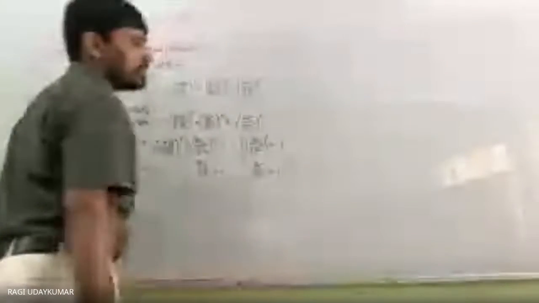BC by EF is also equal to 1. Sir, AC by DF is yes.